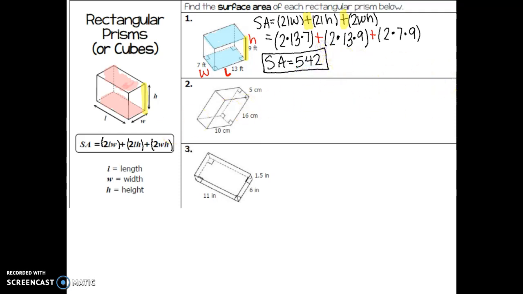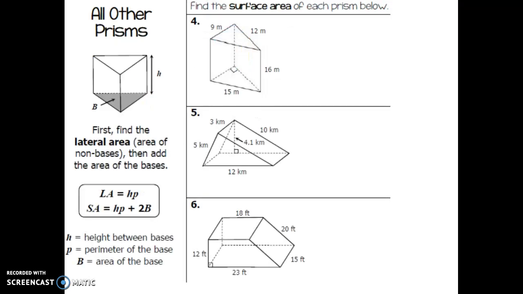So important things: highlight your bases or shade in your bases, look for the correct height, and put the parentheses and the plus signs where you see them. Very simple. Let's move on to all the other types of prisms. So our rectangular prisms, like you saw, those are super easy, very nice to do. However, all the other prisms, those are a little bit different.